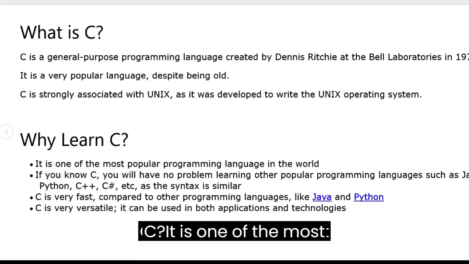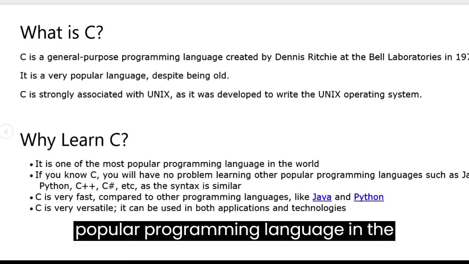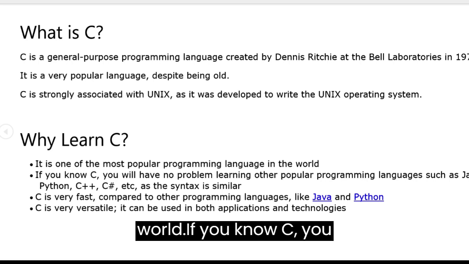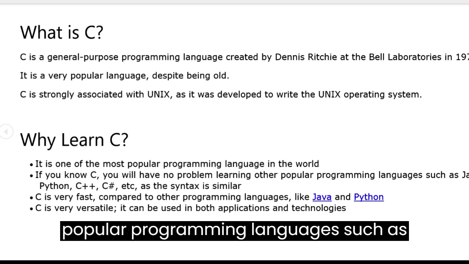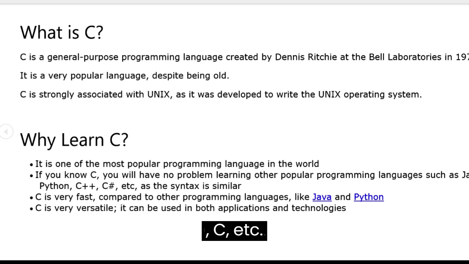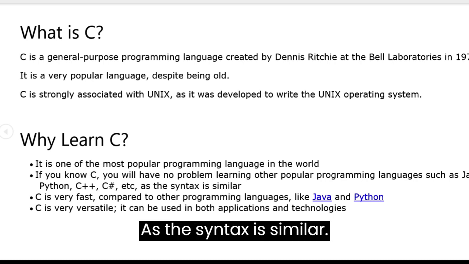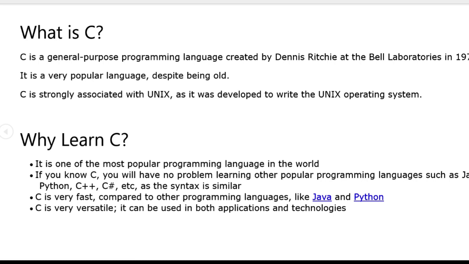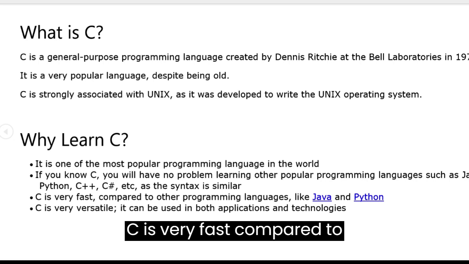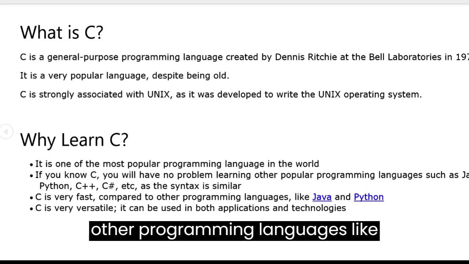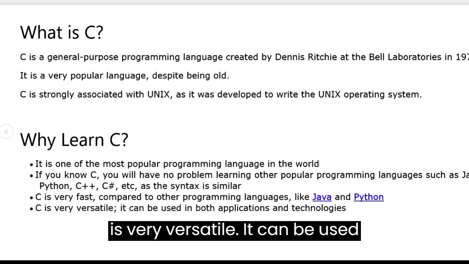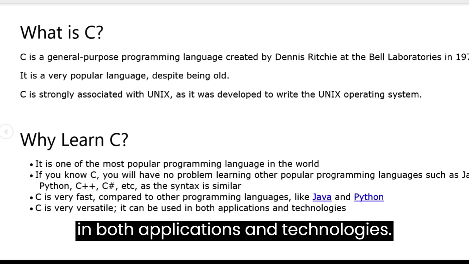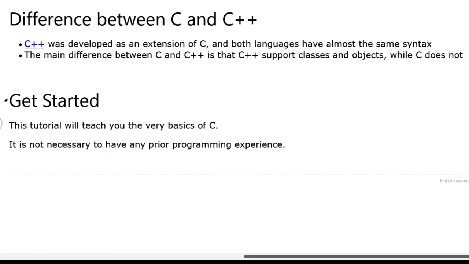Why learn C? It is one of the most popular programming languages in the world. If you know C, you will have no problem learning other popular programming languages such as Java, Python, C++, C#, etc., as the syntax is similar. C is very fast compared to other programming languages like Java and Python. C is very versatile. It can be used in both applications and technologies.